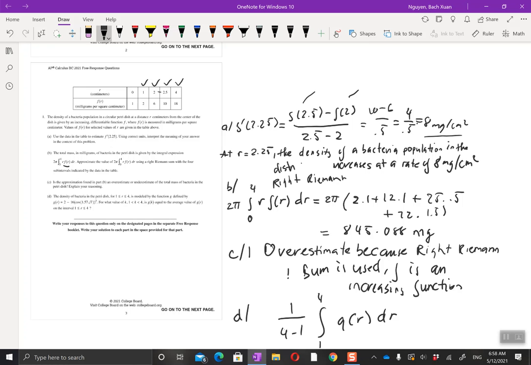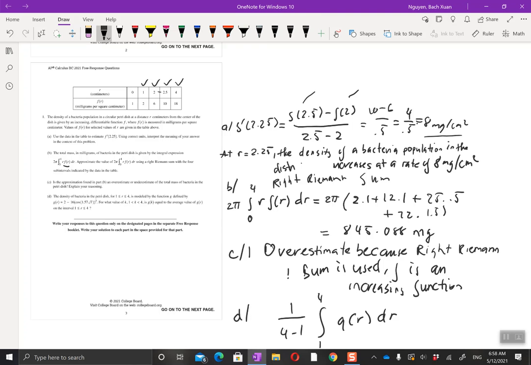And using the correct unit, interpret the meaning of your answer in the context of this problem. So at r equals 2.25, the density of the bacteria population in the dish increased at a rate of 8 milligrams per centimeter squared. So for B, we are approximating the total mass using a right-hand Riemann sum with the function.